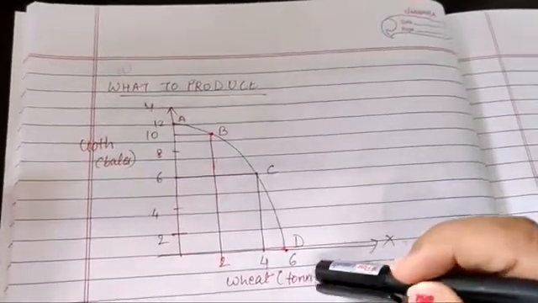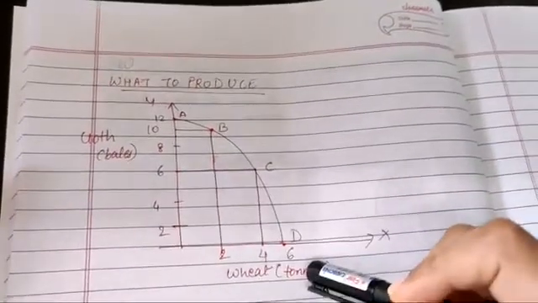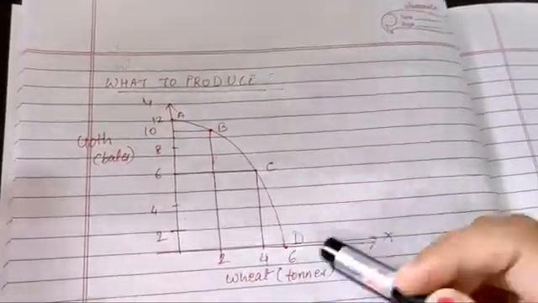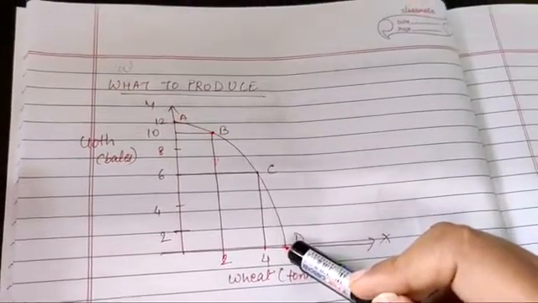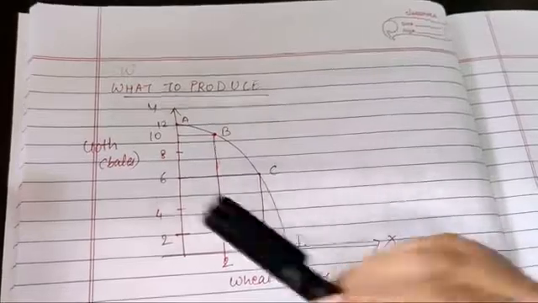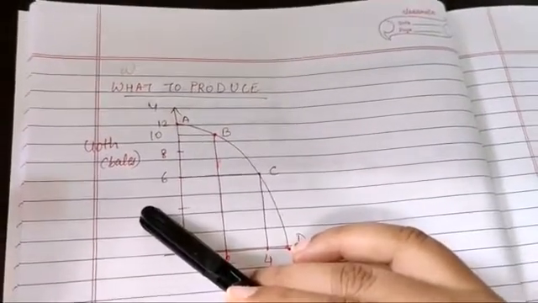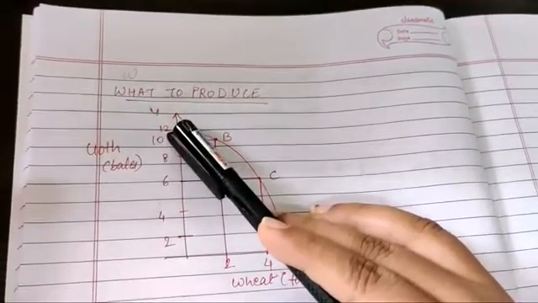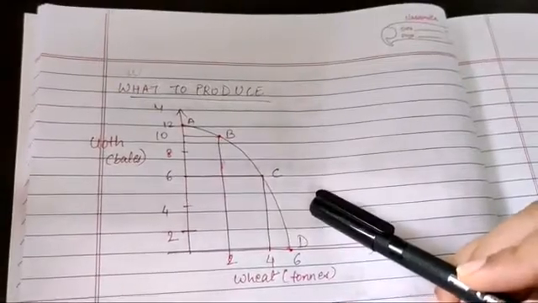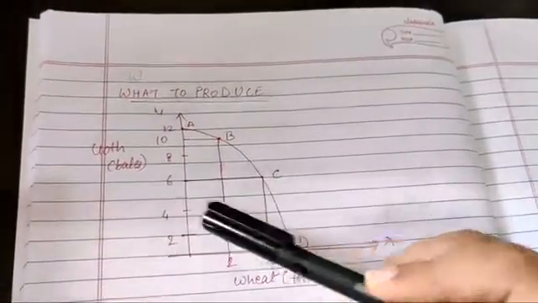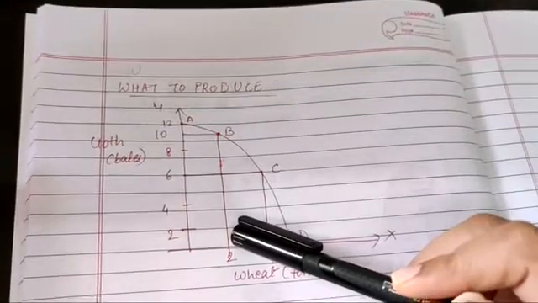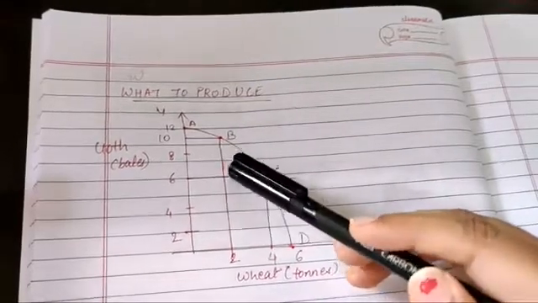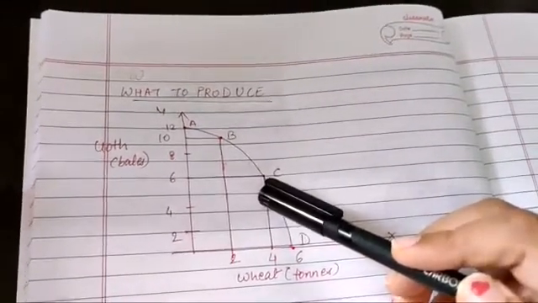This figure shows that if all the resources are used in the production of wheat, you can produce 6 tons of wheat corresponding to point D. On the other hand, if all the resources are used in the production of cloth, you can produce 12 bales of cloth corresponding to point A. The stretch between A and D of the production possibility curve shows various possible combinations of wheat and cloth that can be produced with the given resources.